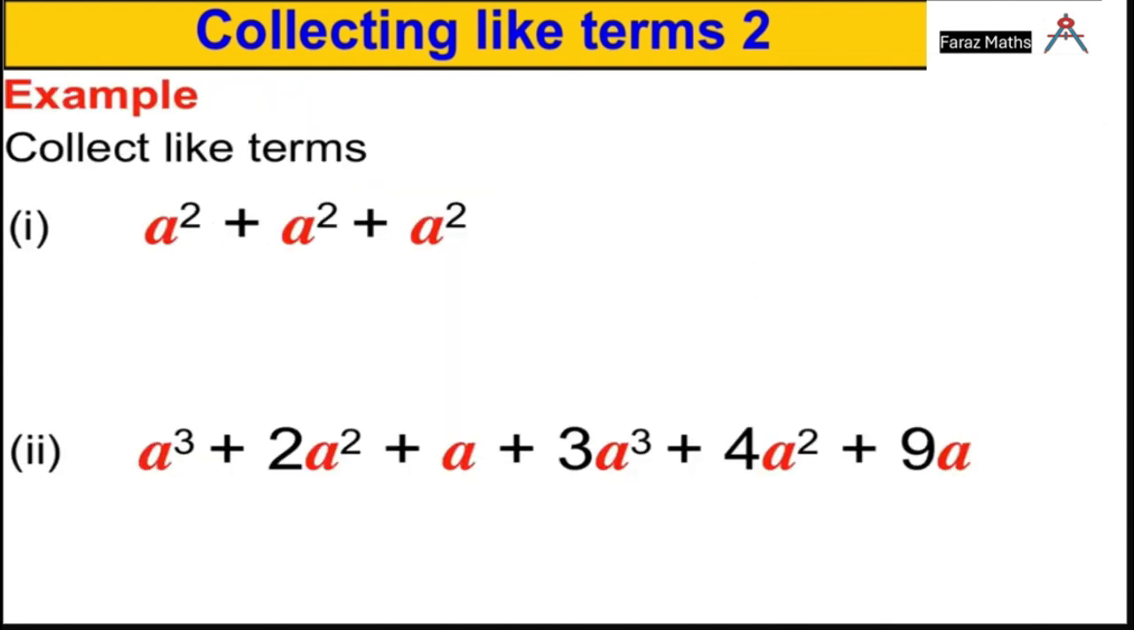Okay, next one, collect like terms. So a square plus a square plus a square. So each a square has 1 in their coefficient. So if you add them together, you will get 3a square.